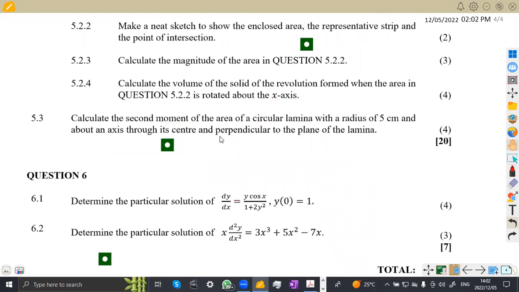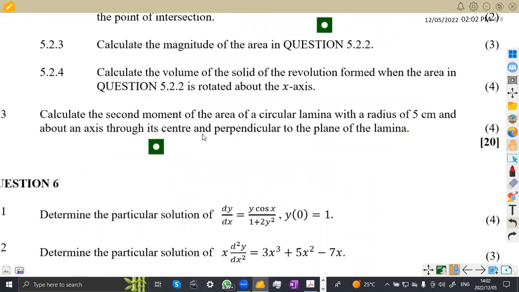All right, on 5.3, we are asked to calculate the second moment of area of a circular lamina with radius of 5 centimeters. Take note, we are given a radius here of 5 centimeters about an axis through its center and perpendicular to the plane of the lamina. Okay. If we are given the radius, actually this is a circular part that we are given, because we are given a radius of 5. This is minus 5, 5. This is minus 5. So it's actually a circle that we are having.